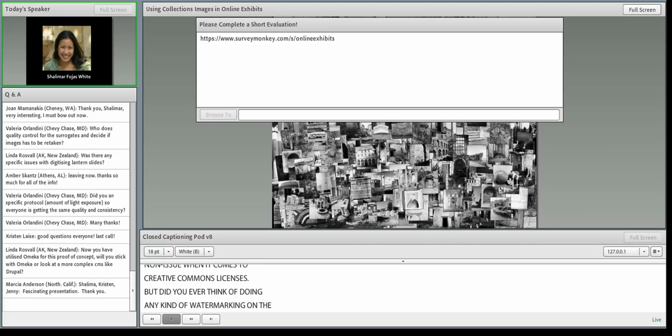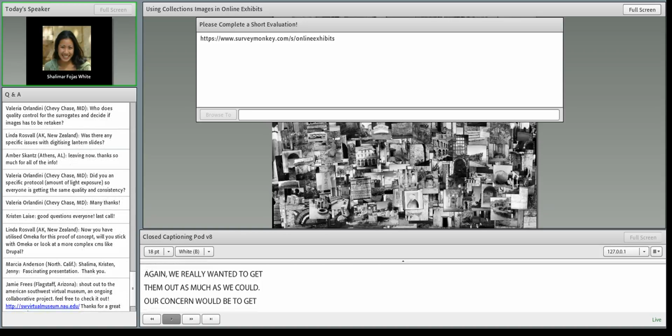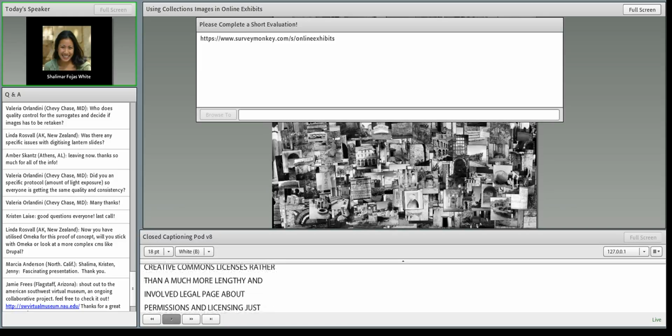No, we hadn't really considered that. Again, we really wanted to get them out as much as we could. Our concern would be to get the attribution, and that folks aren't using it for non-commercial purposes. That's why we were really keen to put the Creative Commons license rather than a much more lengthy and involved legal page about permissions and licensing, just because the Creative Commons licenses are so ubiquitous and easily understood by large audiences.